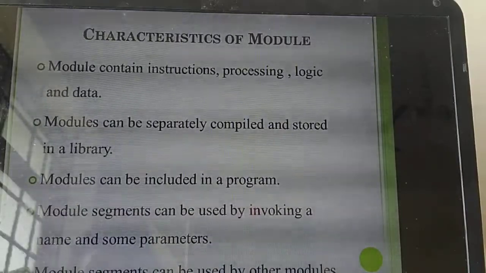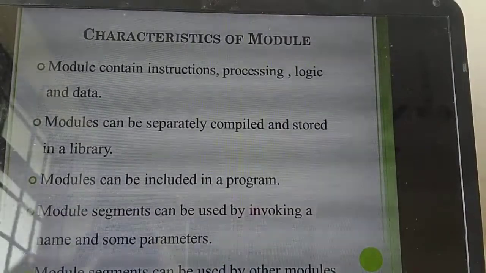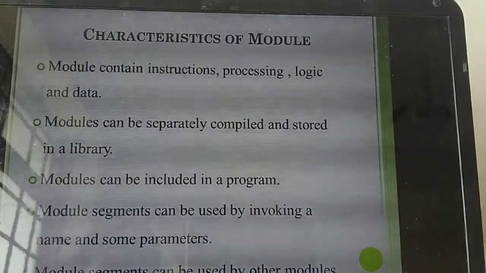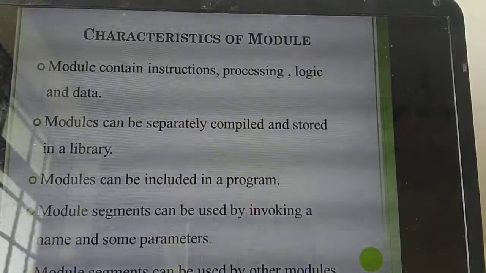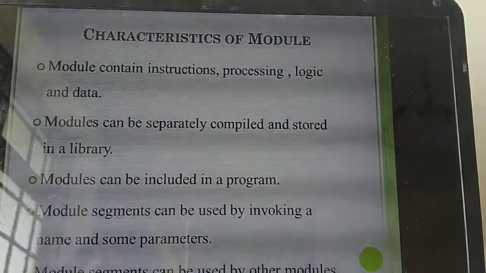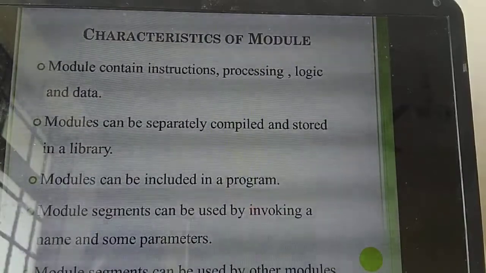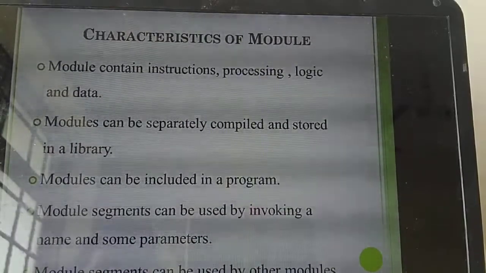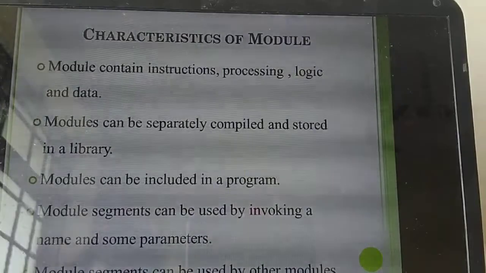So each module, you can identify by giving some name and parameters. How do you identify it? By invoking a name and parameters. So module segments can be used by other modules. That means one module segment can be used by another module.